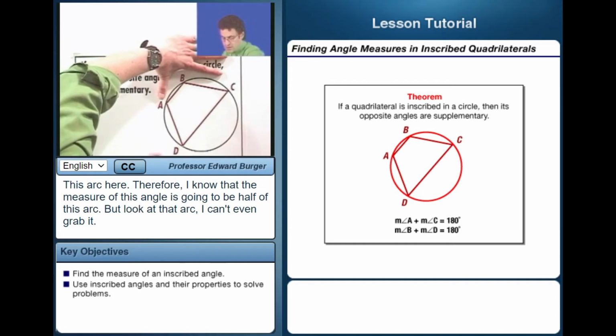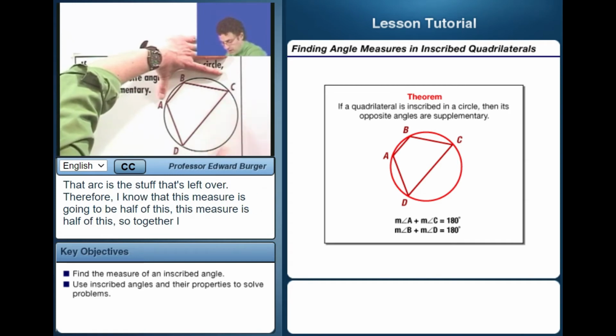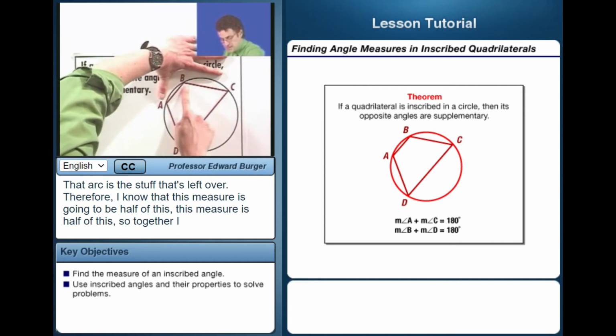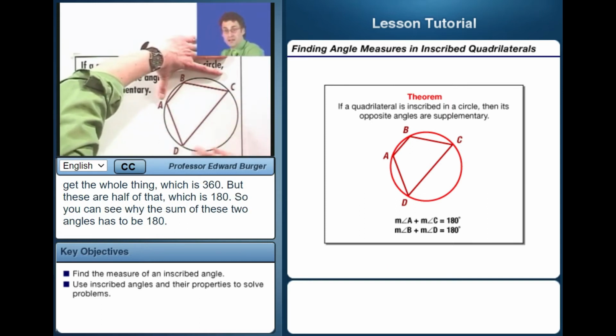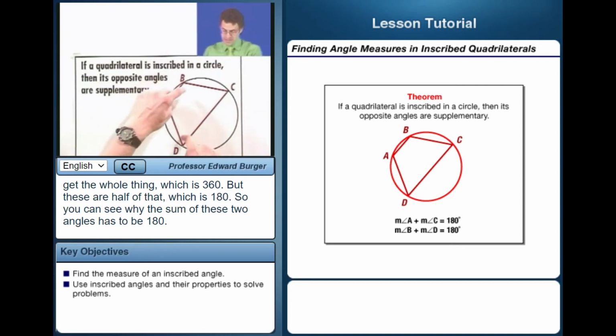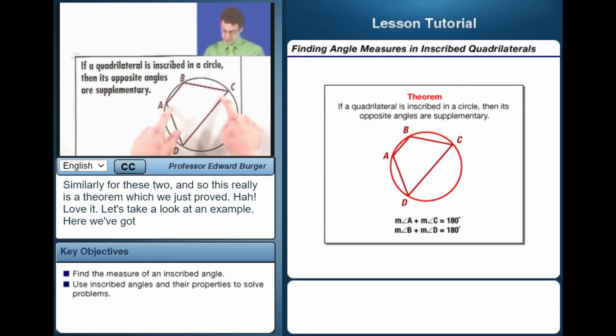So therefore, I know that the measure of this angle is going to be half of this arc. But look at that arc. I can't even grab it. But that arc is the stuff that's left over. So therefore, I know that this measure is going to be half of this. This measure is half of this. So together, I get the whole thing, which is 360. But these are half of that, which is 180. So in fact, you can actually see why the sum of these two angles has to be 180, similarly for these two. And so in fact, this really is a theorem which we just proved.